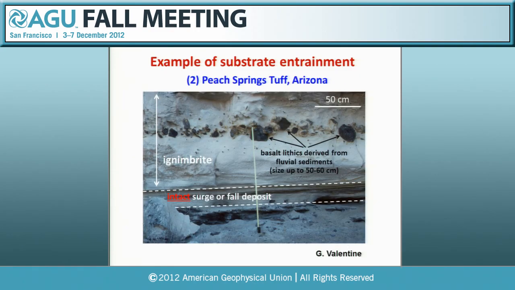This is another example. This is the Pitch Spring Tuff in Arizona. The picture is from Greg Valentine. The deposit here contains large basalt lithics derived from fluvial sediments. So interestingly here, the deposit was able to entrain these dense blocks from places located upstream, but it was unable to rework a finely grained surge or fall deposit that is absolutely intact.